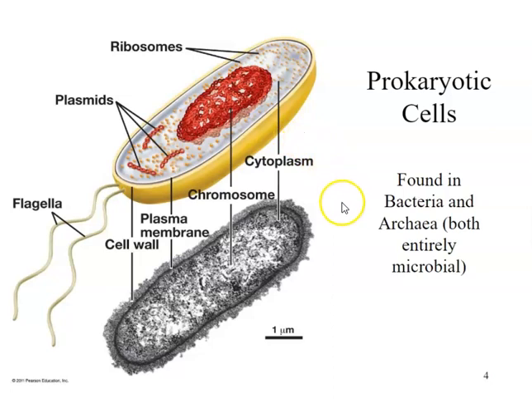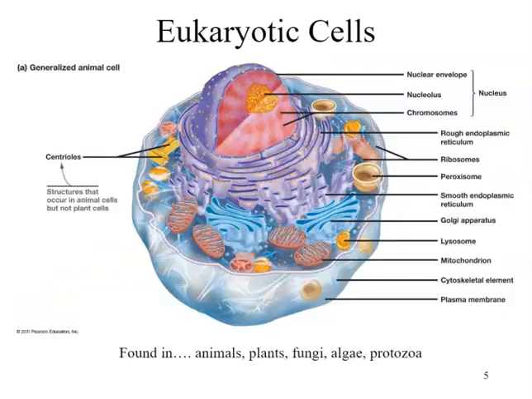All prokaryotic cells are microbial, and the organisms that belong to the domains bacteria and archaea both have prokaryotic cell types. All of the organisms found in the domain eukarya have eukaryotic cell structure. Here we see an animal cell structure, and I know that because there is no cell wall. Only the animals lack cell walls in the domain eukarya. The plants, the fungi, the algae, the protozoa, they all have cell walls. That's how I know this is an animal cell.